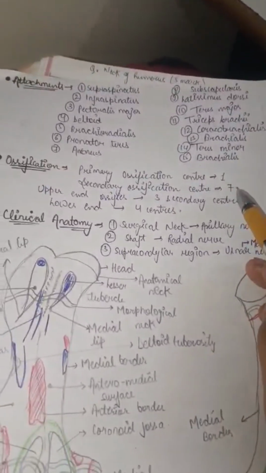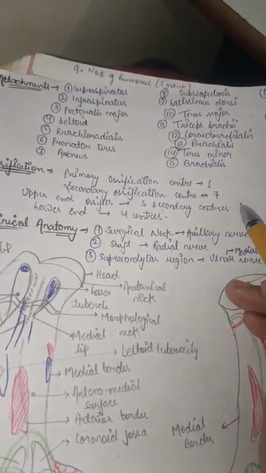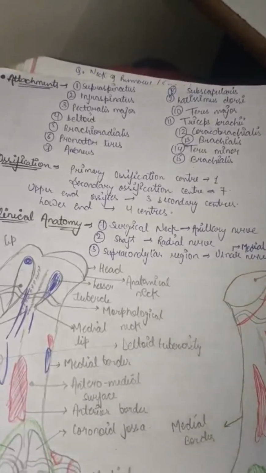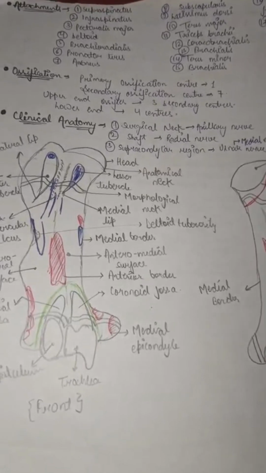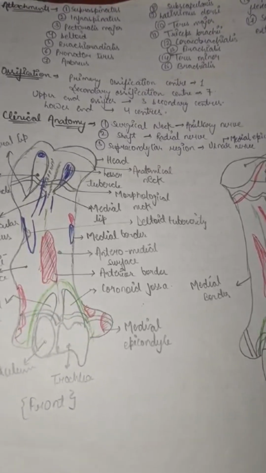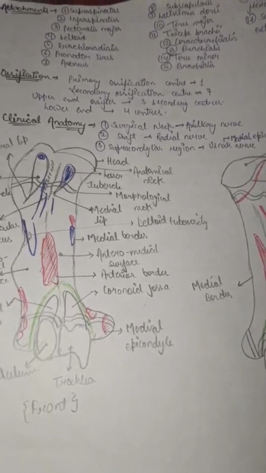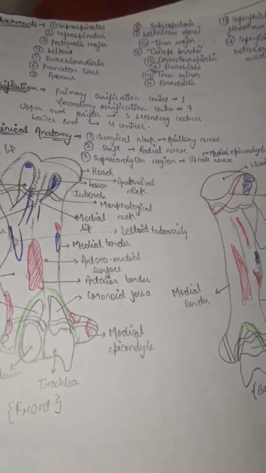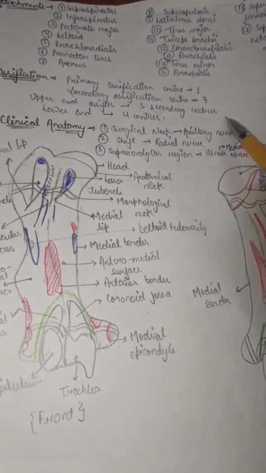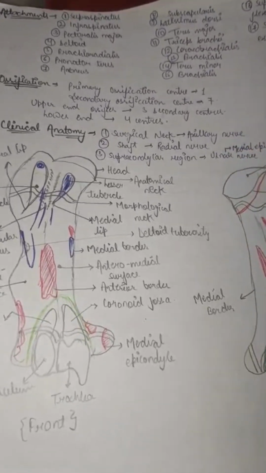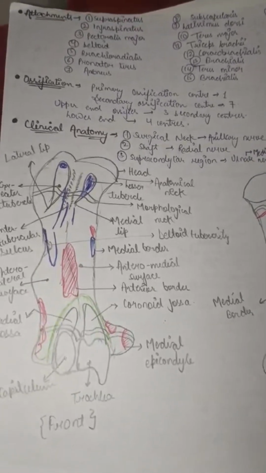Now let's come to the ossification part. Humerus consists of one primary ossification center and 7 secondary ossification centers. The upper end ossifies from 3 secondary centers, one for the head, one for the greater tubercle, and one for the lesser tubercle. The primary center appears in the middle of the diaphysis during the 8th week of development. Then we have the lower end. The lower end ossifies from 4 centers. 2 for the epiphysis, including one for the capitulum and one for the trochlea.